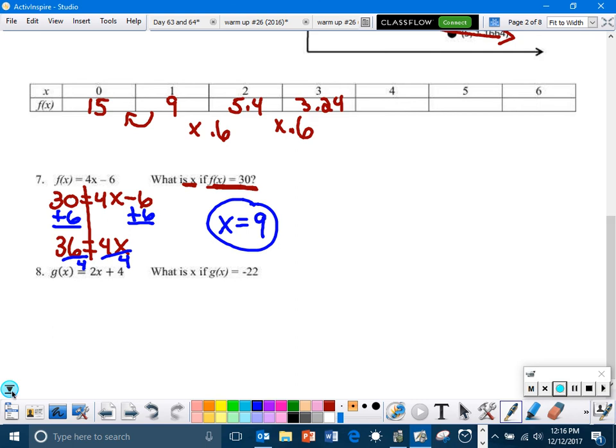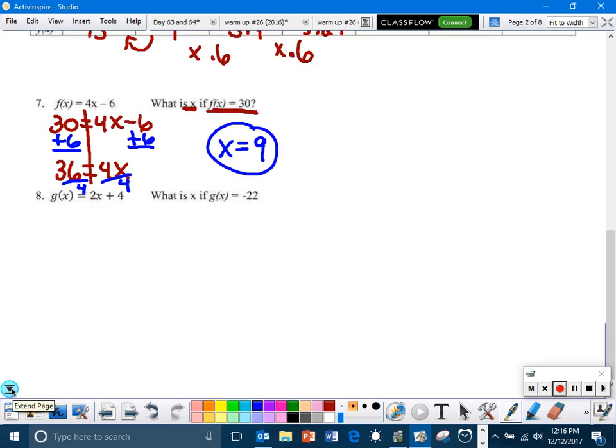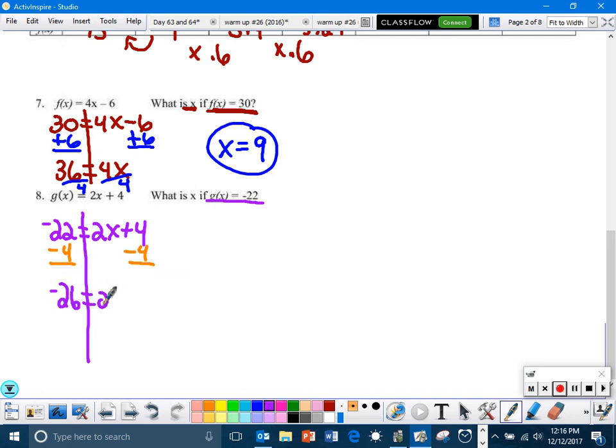All right. Same thing with the next one, except it says g of x, but we don't do anything different. We do it the same way. We're going to replace the g of x with negative 22. Set that equal to the 2x plus 4. Solve. So take away 4. So negative 26 equals 2x. Divide by 2, and we find out that x equals negative 13.